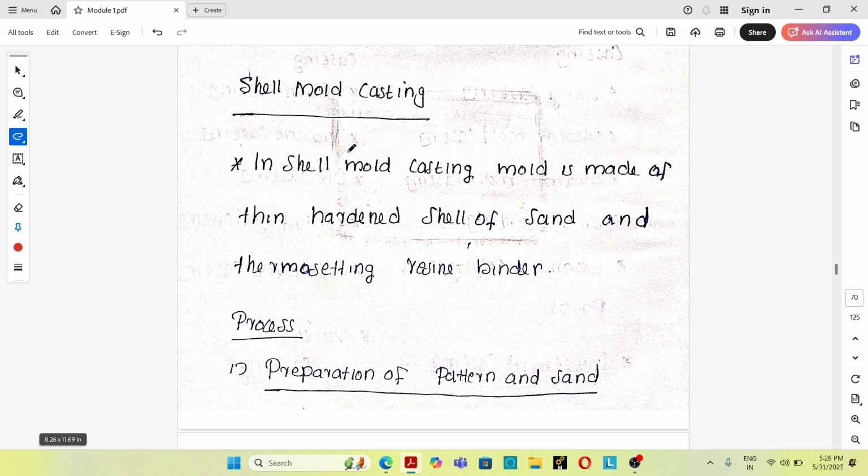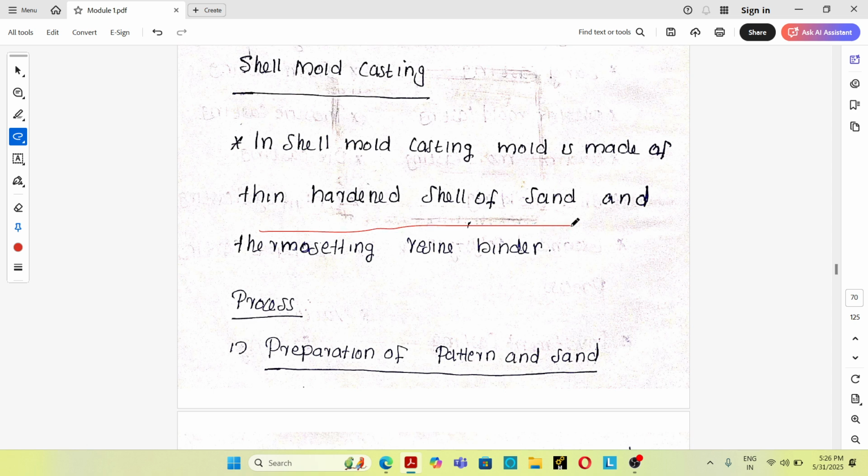See, in shell mold casting, the mold is made up of a thin hardened shell of sand and thermosetting resin binder. That's the first important point. In the shell mold casting process, the mold is made up of sand and thermosetting resin binder.